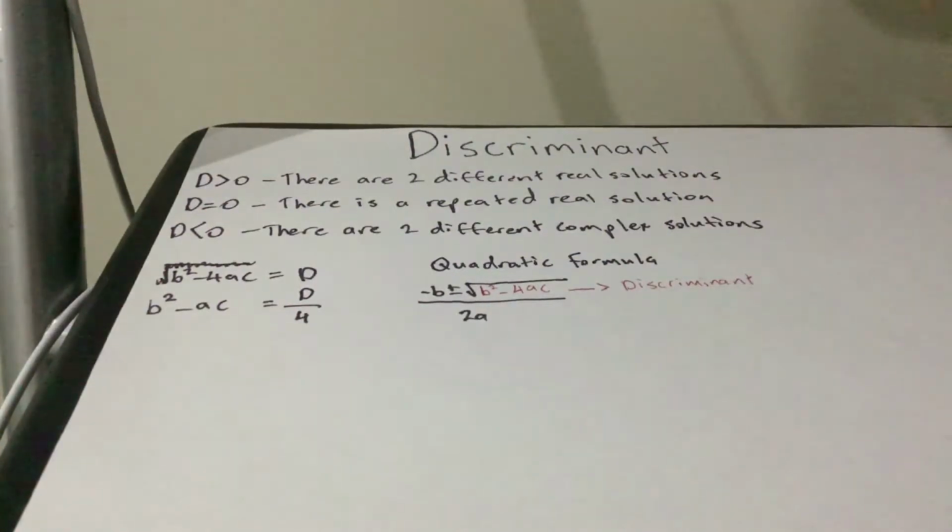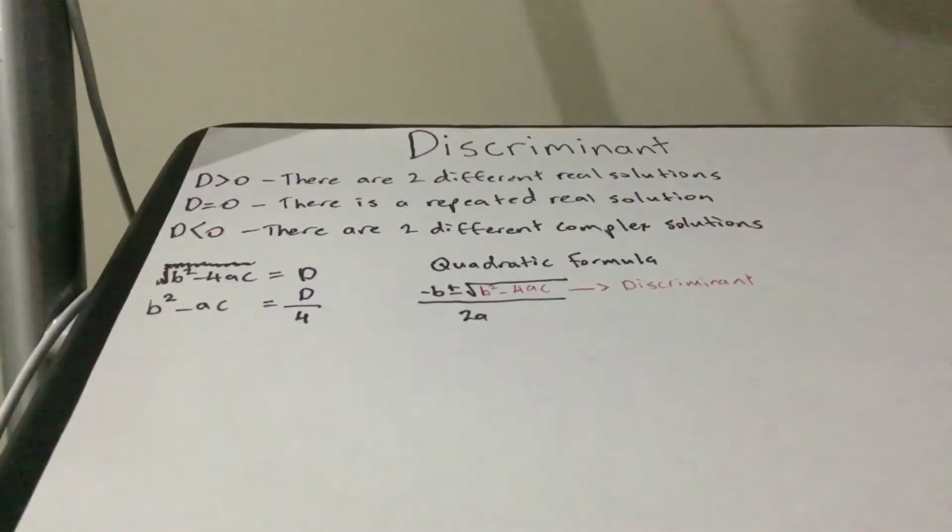And for each one, there are two different real solutions, there is a repeated real solution, and there are two different complex solutions. So the discriminant, for each equation, tries to find out whether an equation has two different real solutions, a repeated real solution, or two different complex solutions.